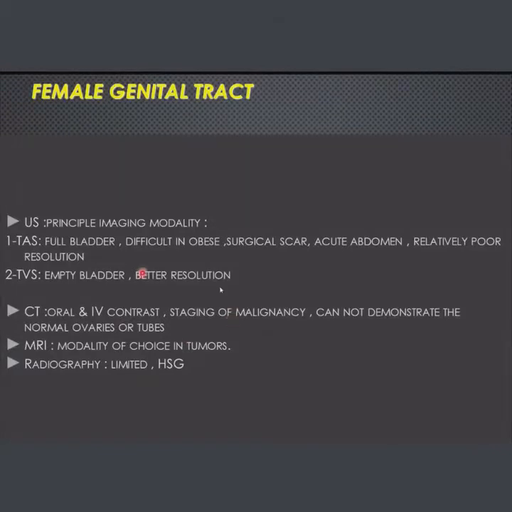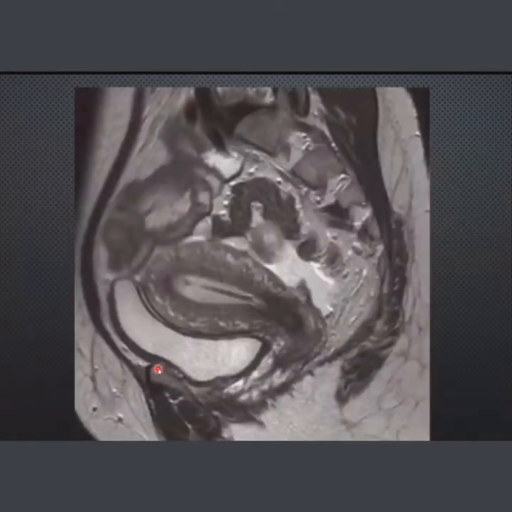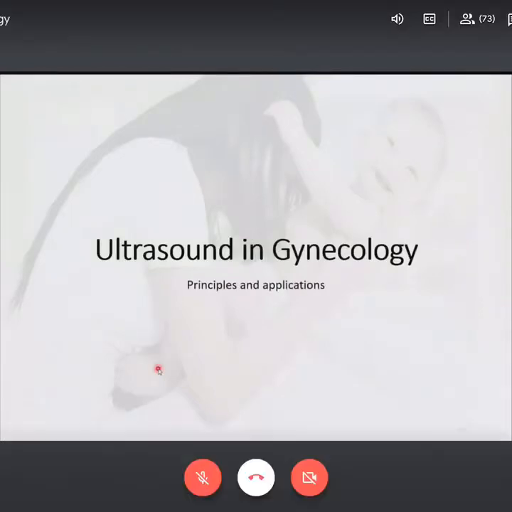CT has a limited role as a primary assessment of gynecological conditions. But it can be useful for staging or systemic staging in a patient with CA cervix, to assess metastasis to the lungs, the abdomen, and lymph nodes. The MRI is the modality of choice in gynecological tumors. The role of radiography is limited; it relies mostly on hysterosalpingography, which we will take a few views of.